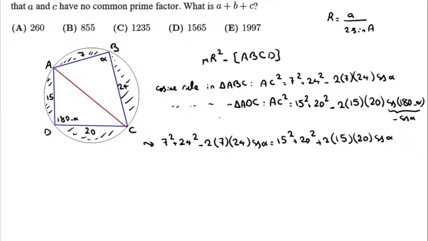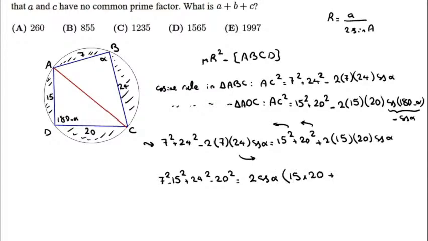Here, 7 squared is what? 49. Let's take these squares to the left-hand side and these to the right-hand side. So 7 squared minus 15 squared plus 24 squared minus 20 squared equals 2 times, let's factor out 2 cos alpha, it will be 15 times 20 plus 7 times 24.